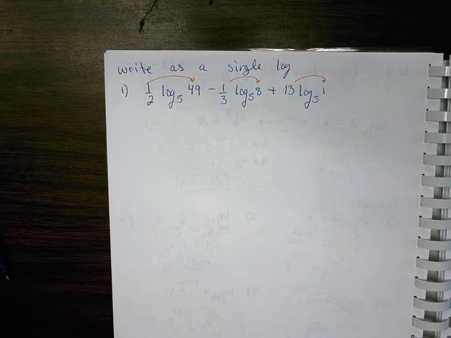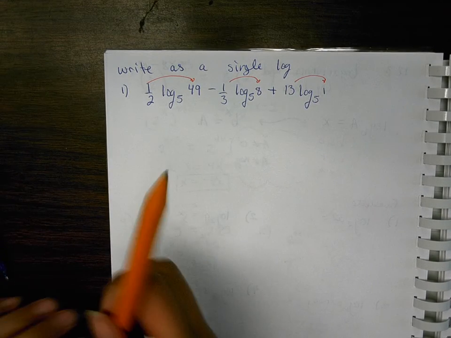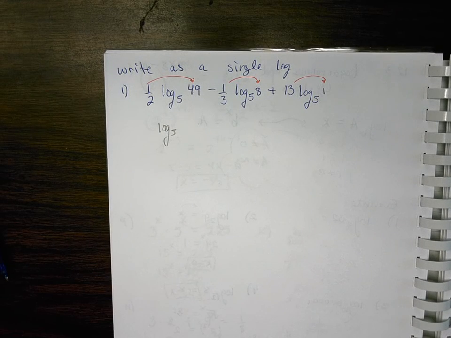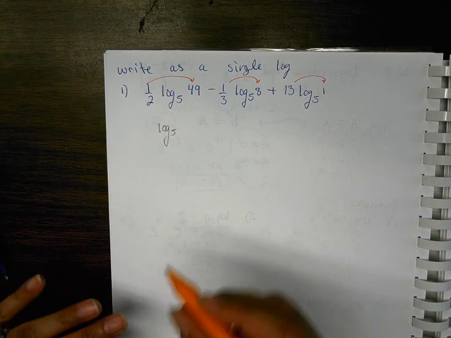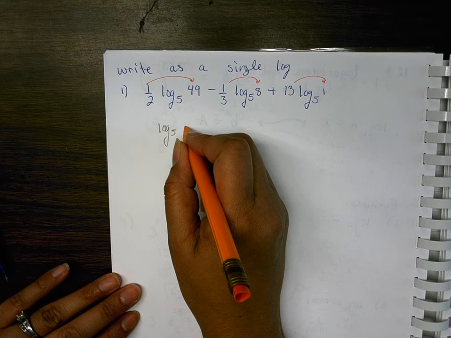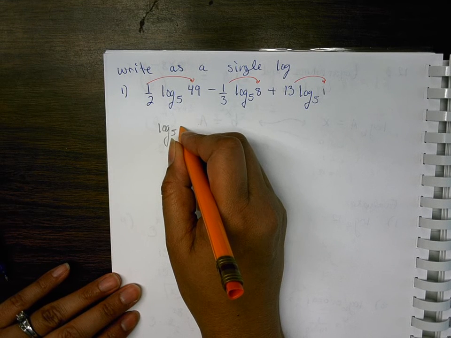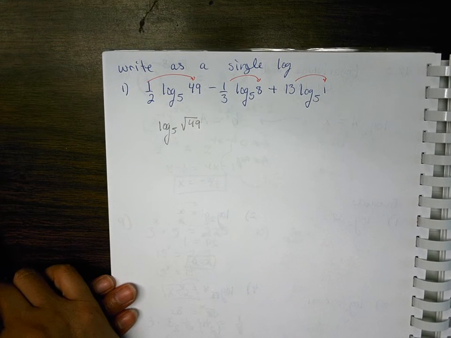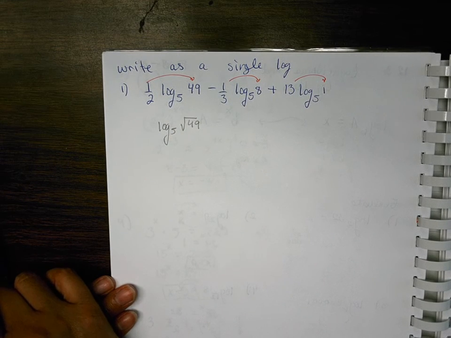All right, so log base 5 of 49 to the 1/2 power. How can I rewrite that? 49 to the 1/2 power is the same as saying what? The square root of 49, and we will write it as 7. I will rewrite it as 7 later.